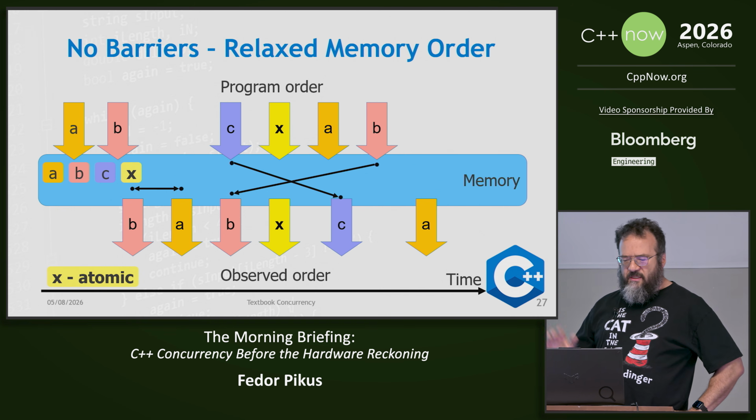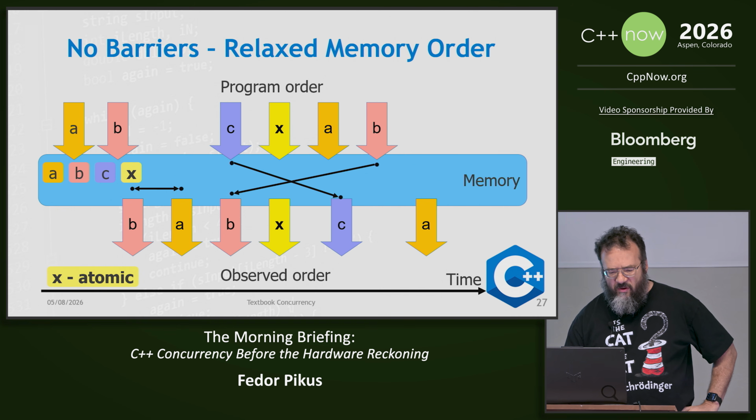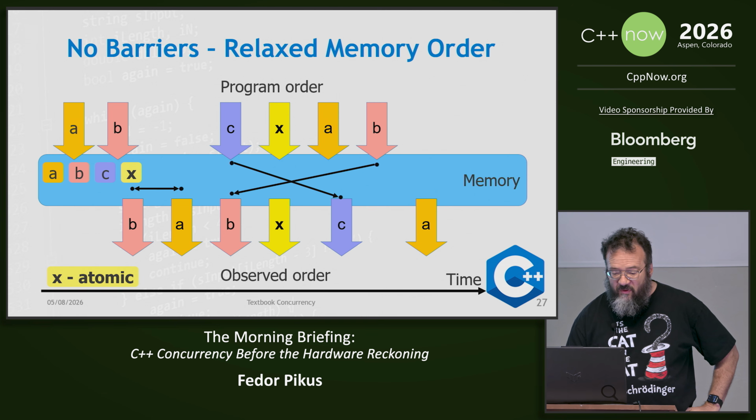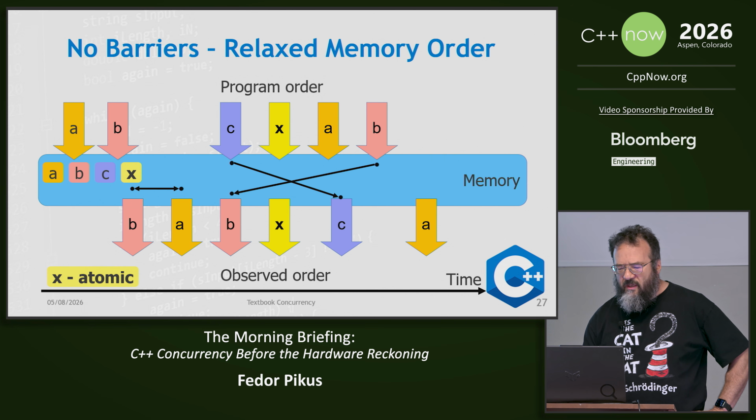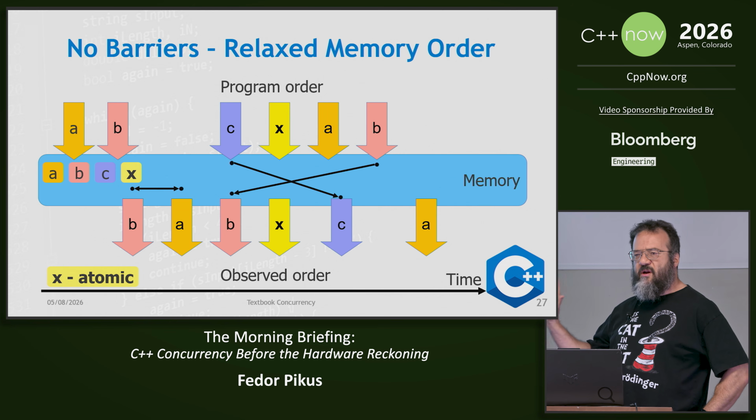So let's say we have some variables, A, B, C. We have an atomic variable x. And this is in program order: we operate on A, on B, so we write them, C, then we modify X, and again write A, write B. That's the program order. That's the instructions as they're written.